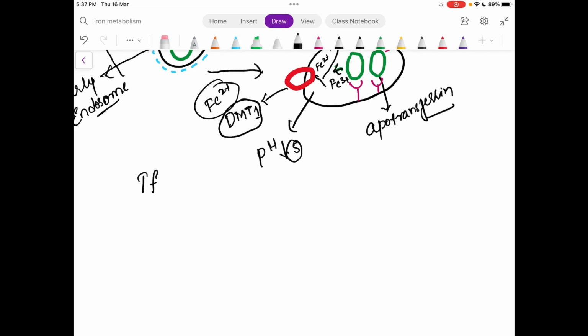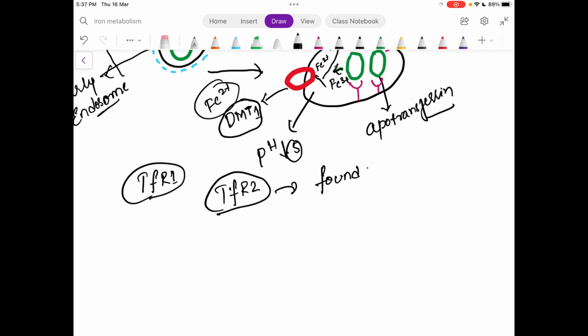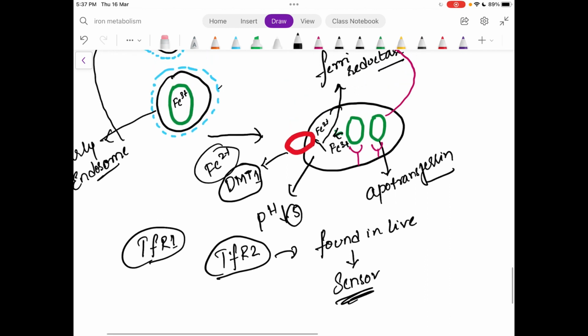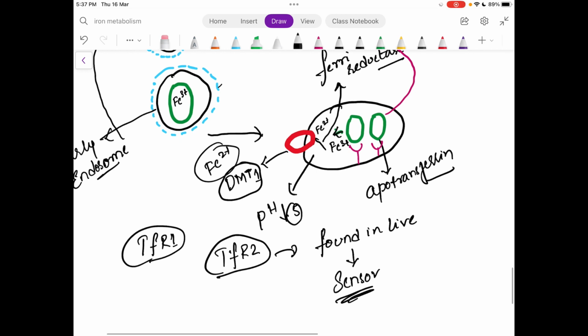As we have TFR1, that is transferrin 1 receptors, we also have TFR2 receptors. These receptors are found in the liver. They act as sensors for iron. That is about the transferrin cycle. And this is regarding iron absorption.